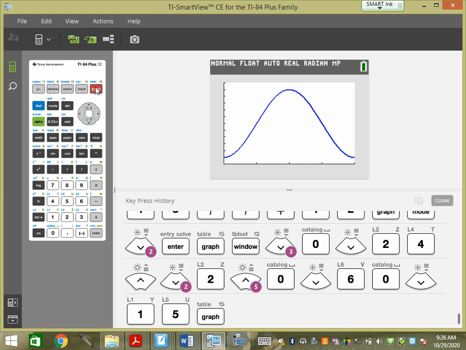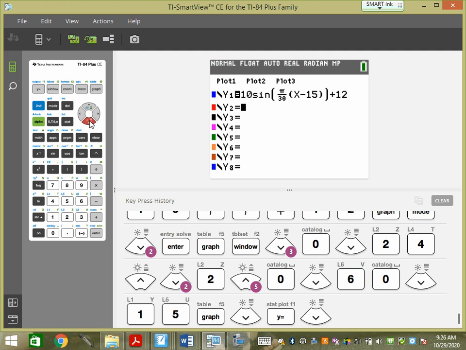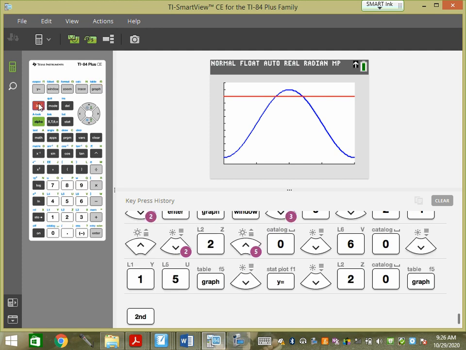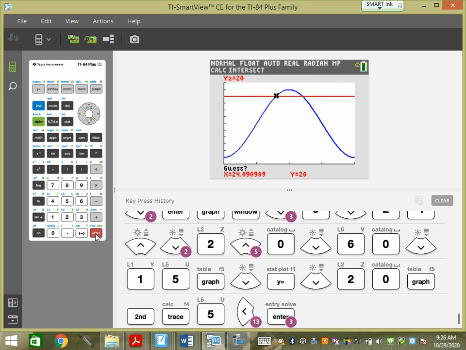Okay, I want it in the first 20. So when they give you y, which they did, which is 20 meters, correct? I'm going to go to my y2, and I'm going to put in 20. And I'm going to press graph. Now what can I do? Intersection. Second, trace, 5. So if they ever give you y, you can put it into your y2. Enter, enter, enter. So 23, we'll say 23.9 seconds.